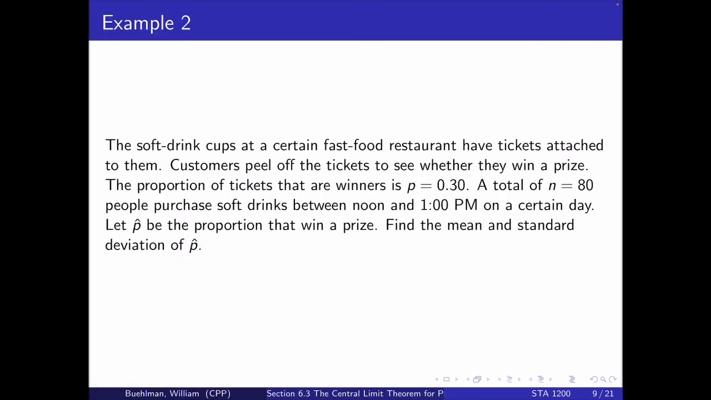Example 2. The soft drink cups at a certain fast food restaurant have tickets attached to them. Customers peel off the tickets to see whether or not they win a prize. The proportion of tickets that are winners is P, which is equal to 0.3. A total of n equaling 80 people purchase soft drinks between noon and 1 p.m. on a certain day. Let p hat be the proportion that win a prize. Find the mean and standard deviation for p hat.